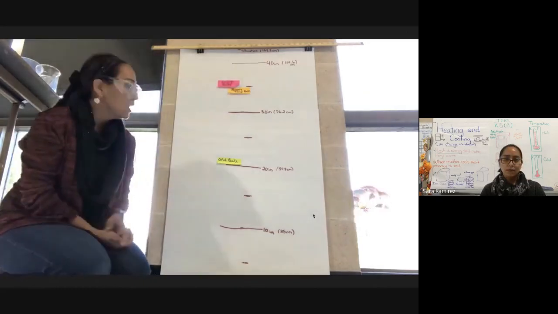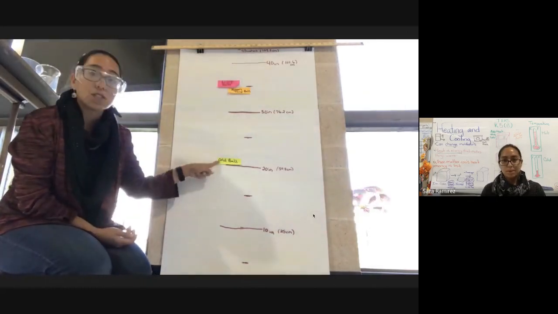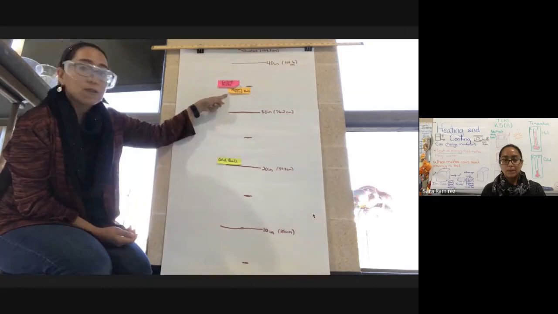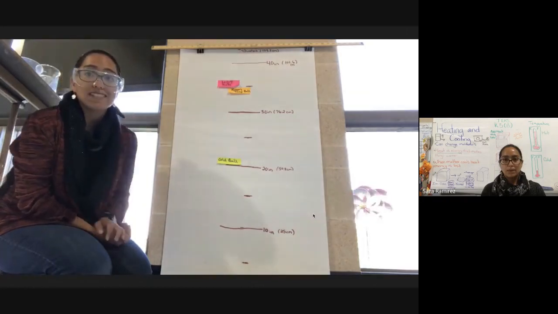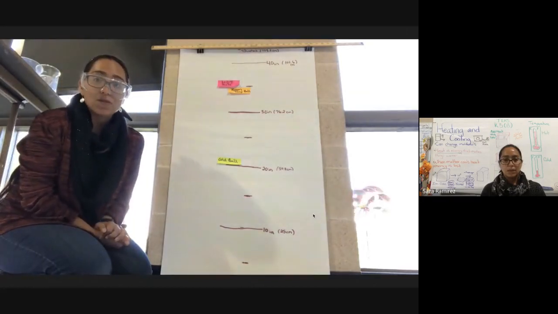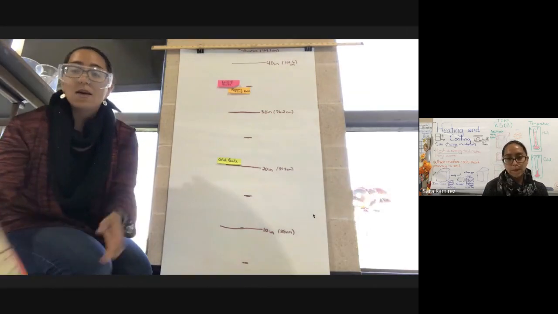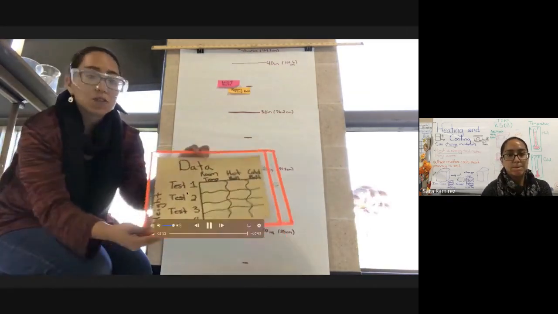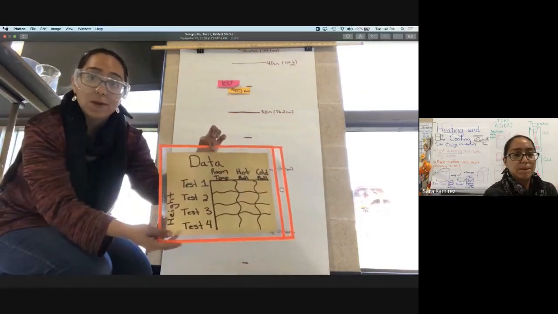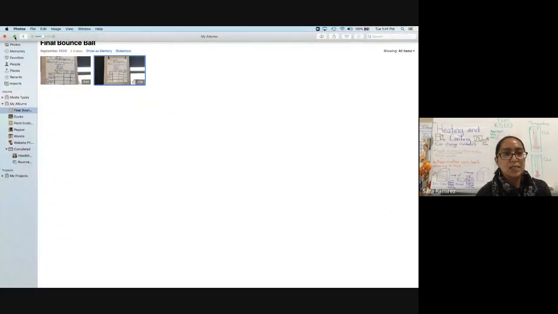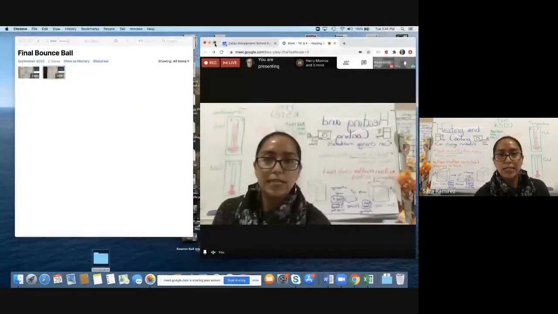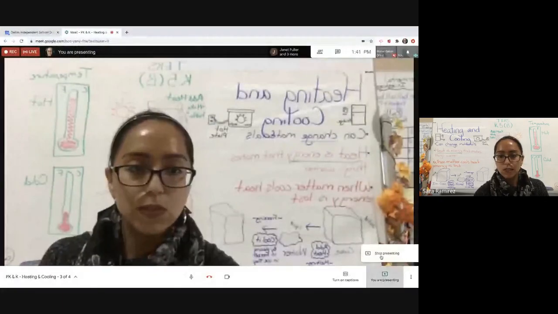So you can see that the ball that bounced the lowest was the cold ball. The room temperature ball and the hot ball actually bounced the highest. So we're going to discuss those results in just a little bit, but we're also going to take time to put our results into our little data chart as well. Okay, I'm going to stop sharing the screen and then we'll talk about our results.